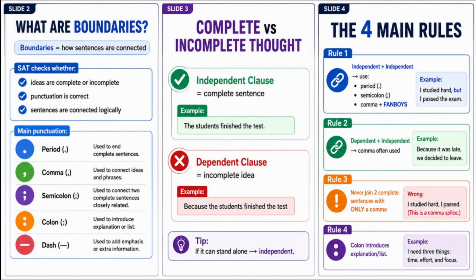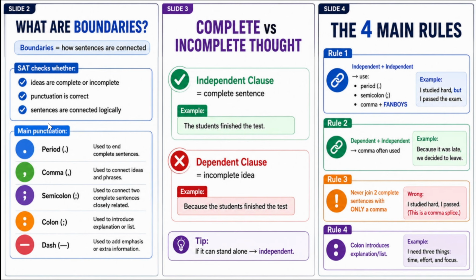What are boundaries? Now let's understand what boundaries actually are. Boundaries show how ideas and sentences are connected. On the ACT, the test checks whether ideas are complete or incomplete, whether punctuation is correct, and whether sentences are connected logically.